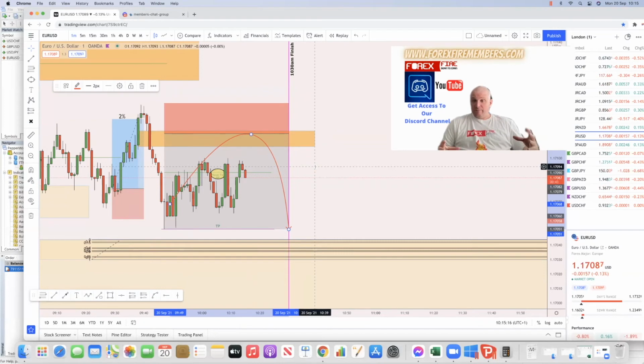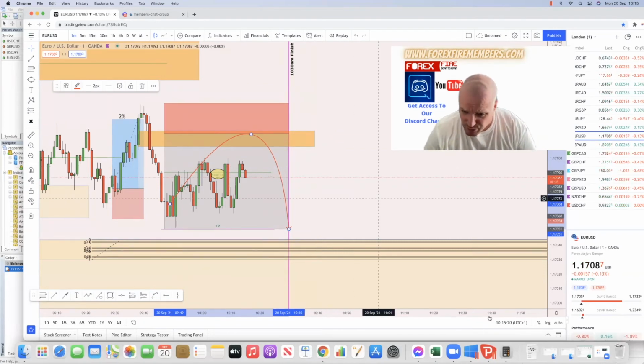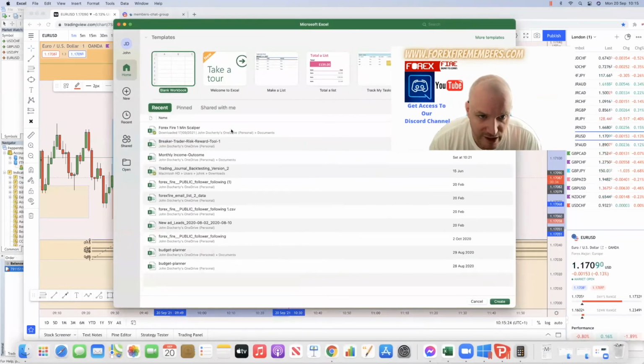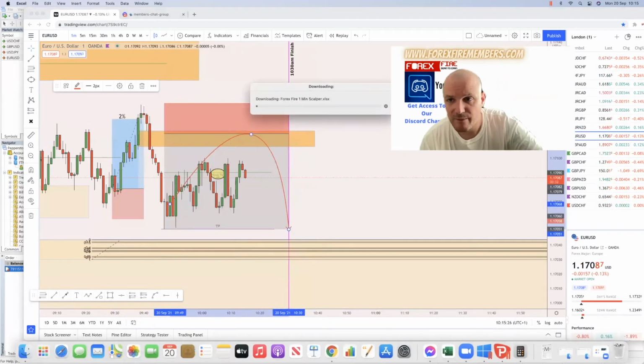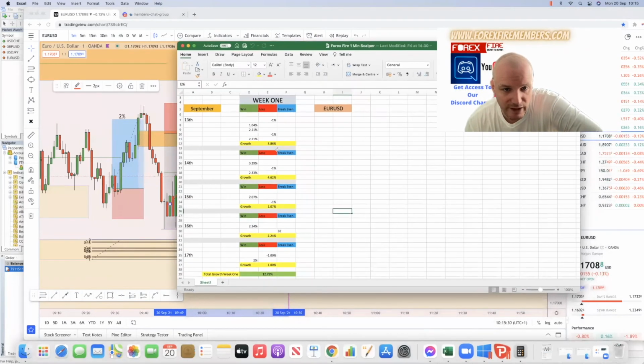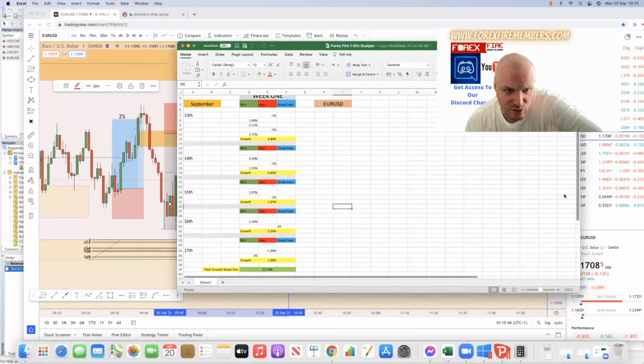And over time, as I do this and I do my Excel sheet, let's bring the Excel sheet up. So we've got the Forex Fire 1 minute scalper. As we open this up, you can see week one, this is what we did: 13th, 14th, 15th, 16th, and 17th. We had some losses, I'm not going to deny it, but each day was a profitable day, 12.79%. Okay, and let's just mark this out.